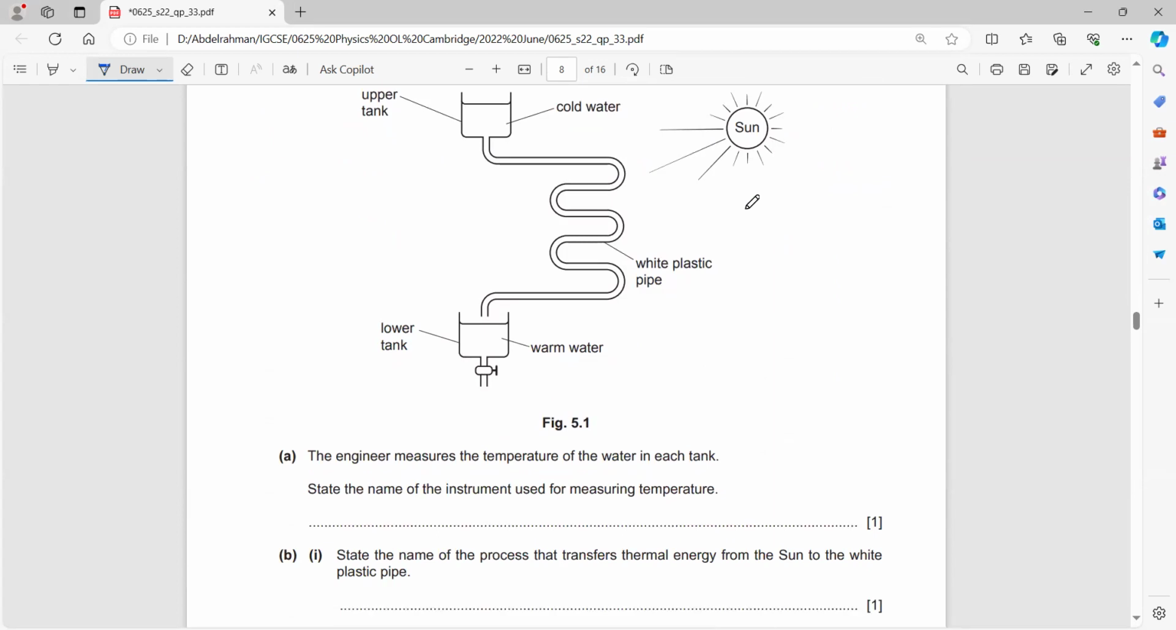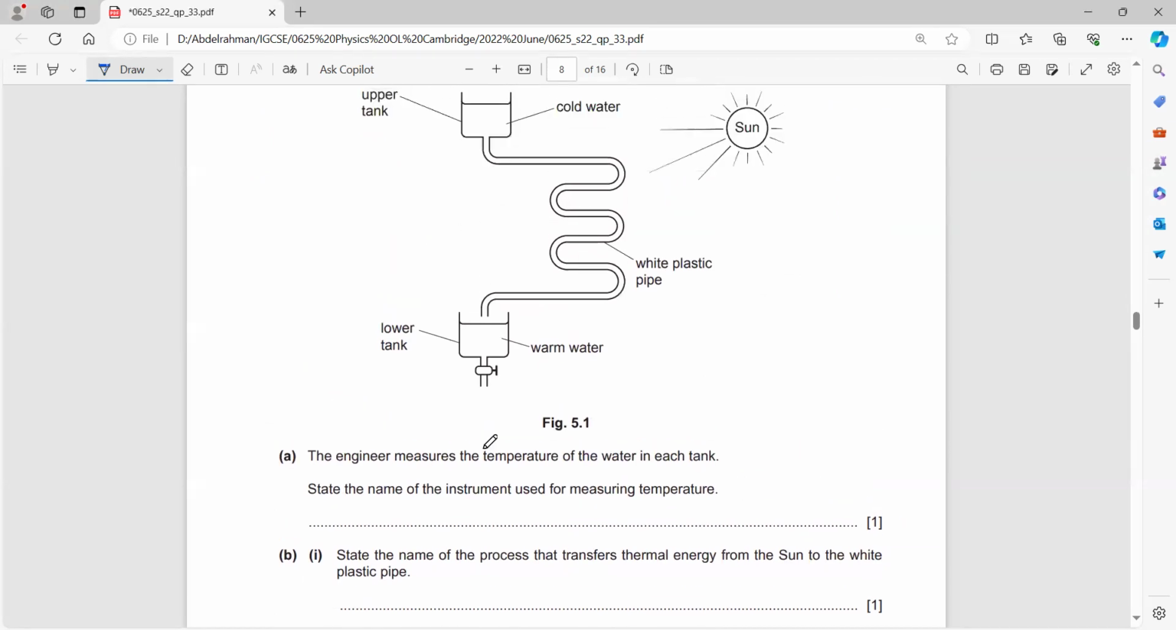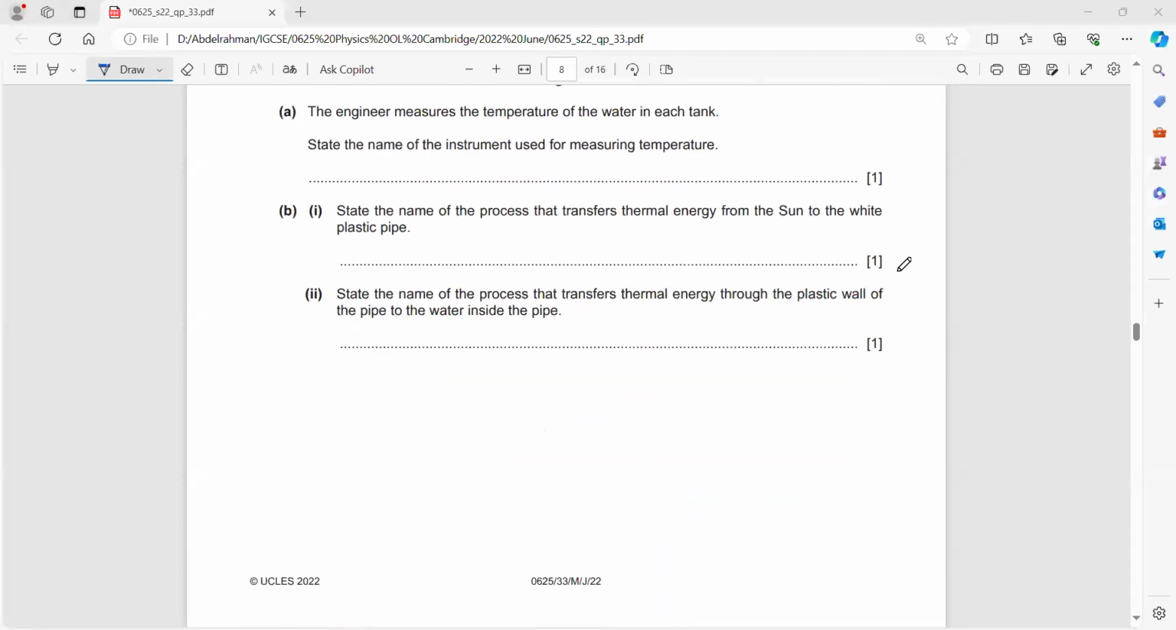The engineer measures the temperature in each tank. State the name of the instrument used to measure the temperature. Thermometer. Yes, thermometer.